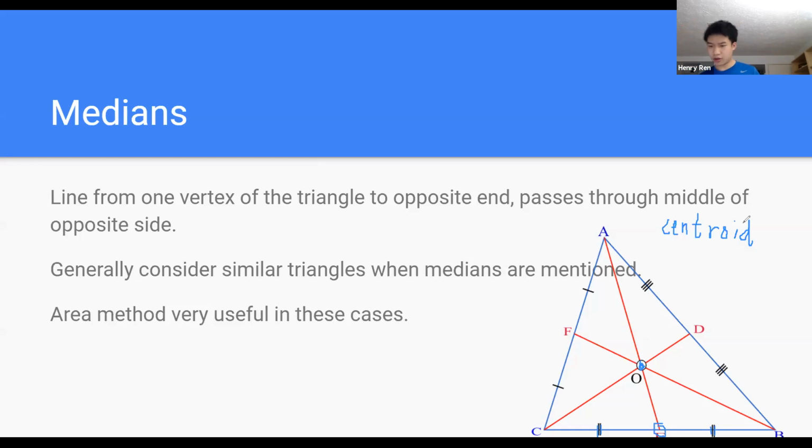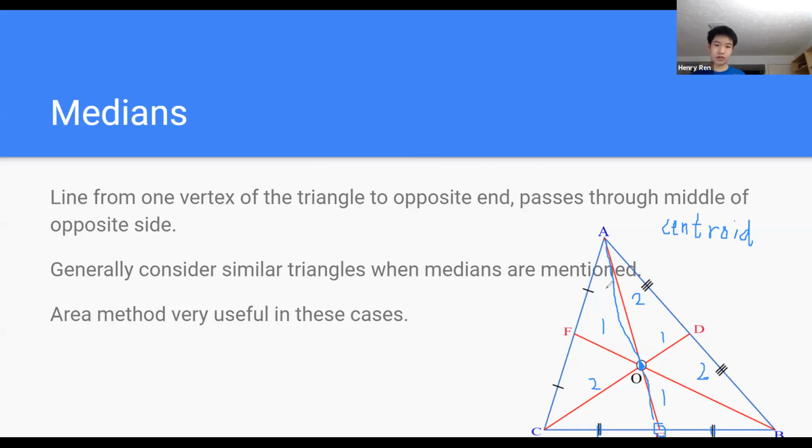Area method. What I didn't mention here is that in a triangle with three medians, the centroid always splits the medians into a 2-to-1 ratio. So this line is double the length of this line. Same goes for this one here. This is 1, and this one here. Oh, and the smaller part of the median is always going to be closest to the side, not the vertex.